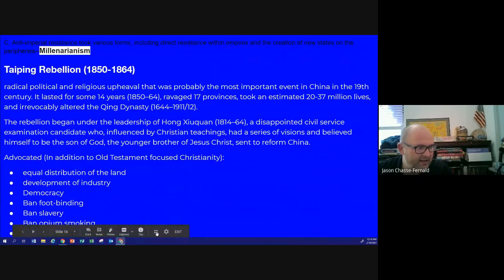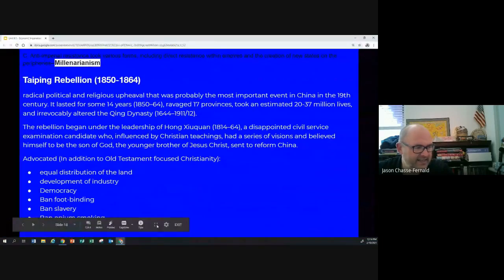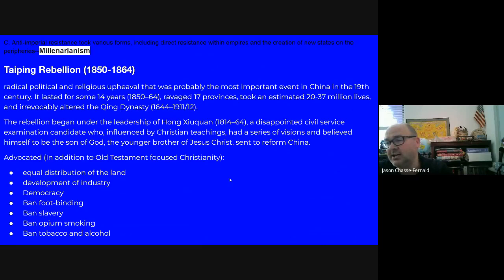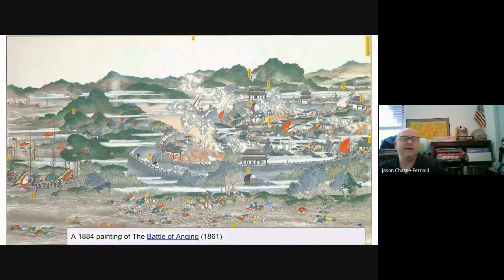What are we actually talking about here? This is a Christian movement, and you can see what they were advocating. In addition to Christianity: equal distribution of land, so giving land to peasants, industrialization, democracy, and prohibitions on foot binding, slavery, opium, tobacco, and alcohol. So this is a movement that does try to use Christianity to get Western support, and largely fails to do so. And this raged in southern China.